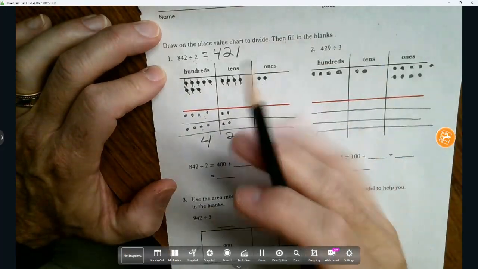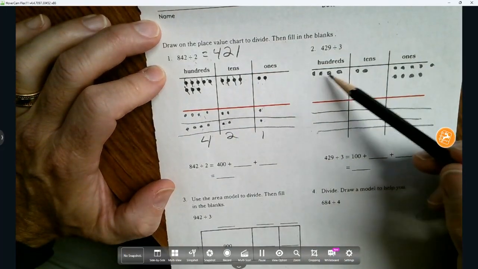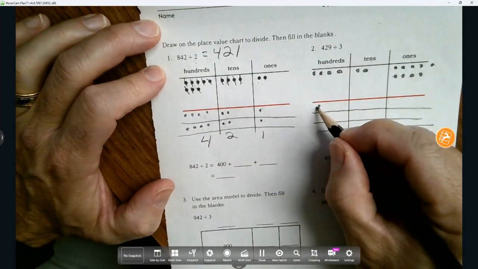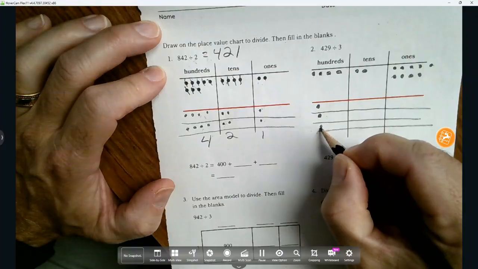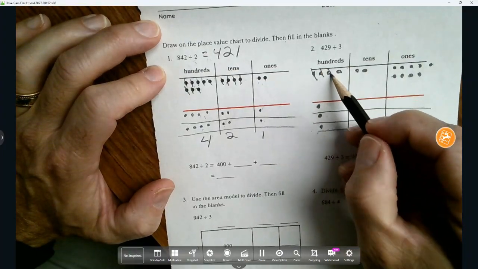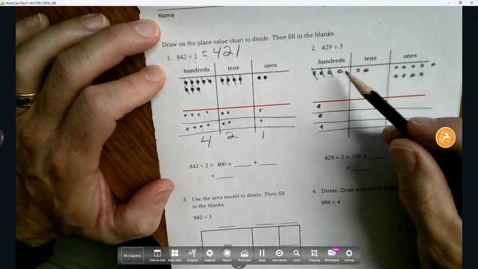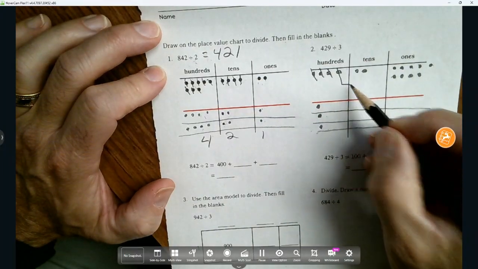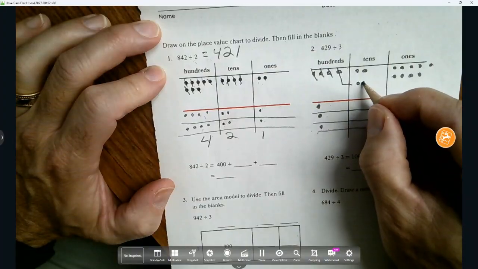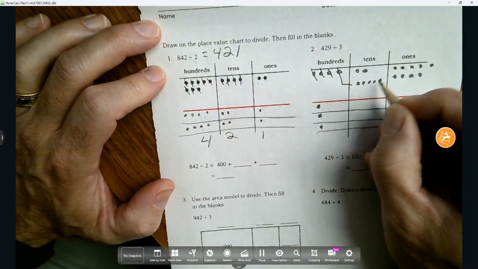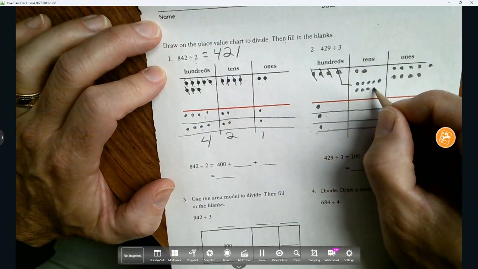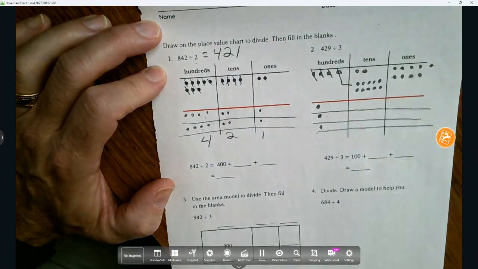Okay. So we have 1, 2, 3, 4. We have 1, 2, 3 spaces. So we can only put 3 in. 1, 2, 3. Now we have this one left. So now, as I say in my classroom, we're going to blow this up. So we take it and draw a line over. Now we make these 10 tens, because 100 is 10 tens. So we need to put 10 tens over here to show our 100, okay?